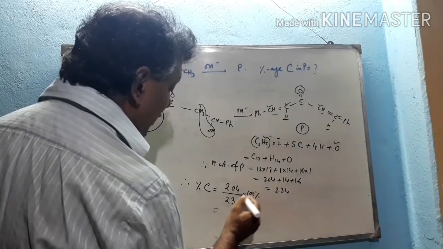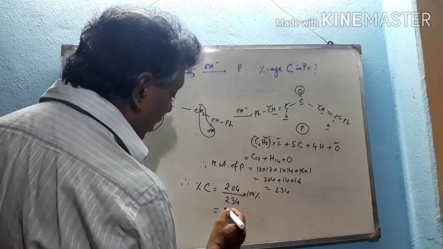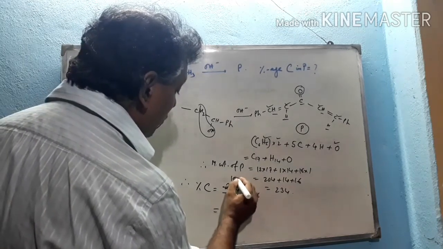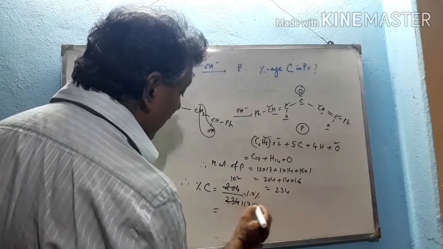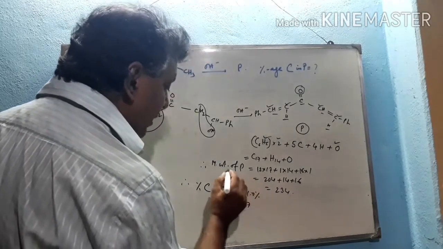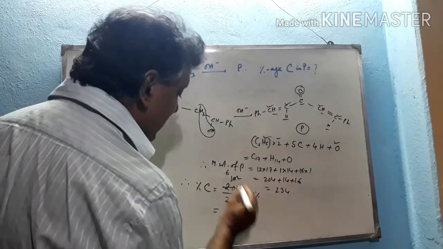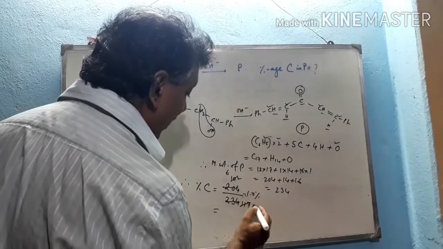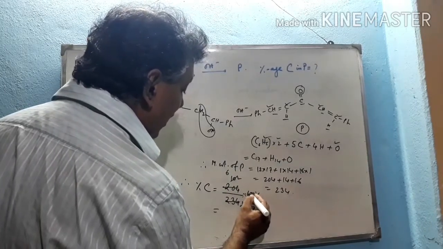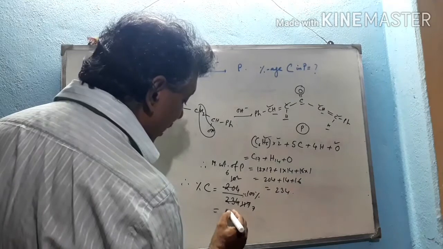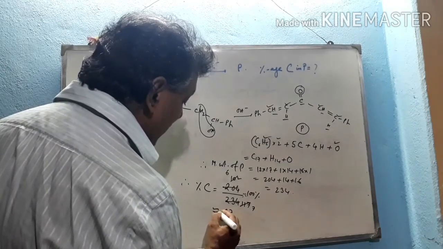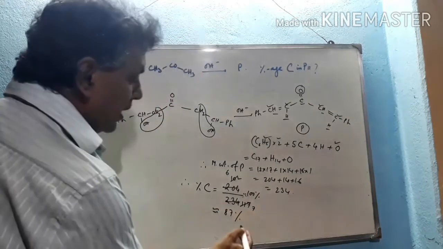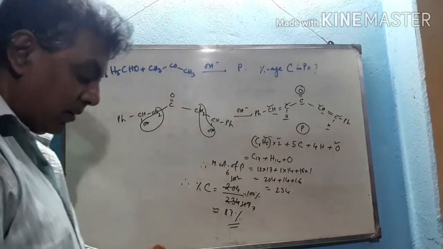Near about 87% will be the answer. Actually, when this is divided, 204 by 234 is 102 divided by 117. If we cut this with 17, this will be approximately 6, and this will be approximately 7. So 7 when cut with 100, 14 point something. So near about 87% will be the answer for the carbon percentage.